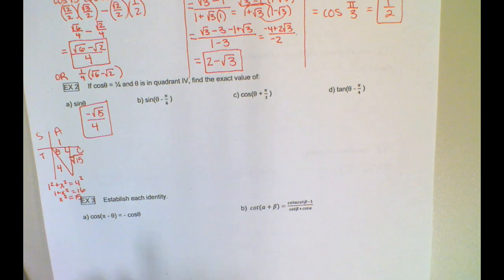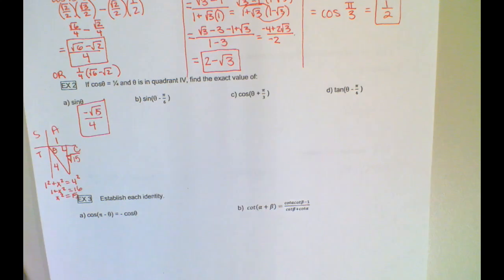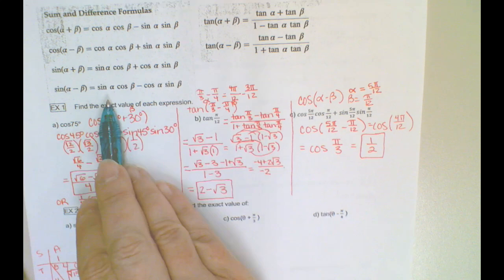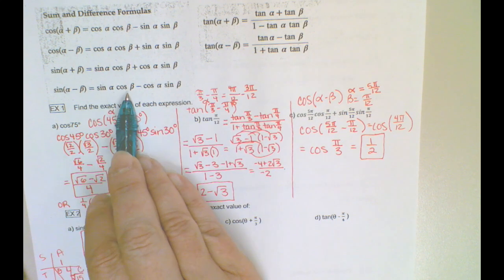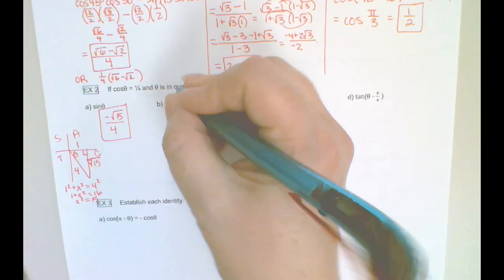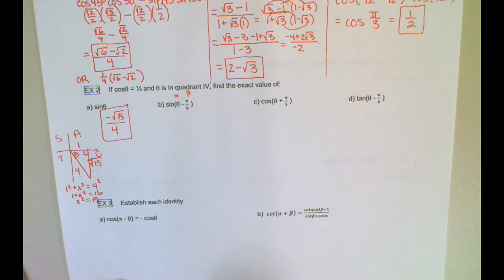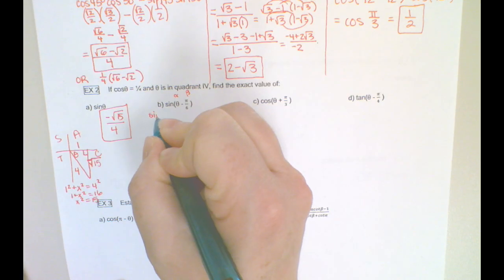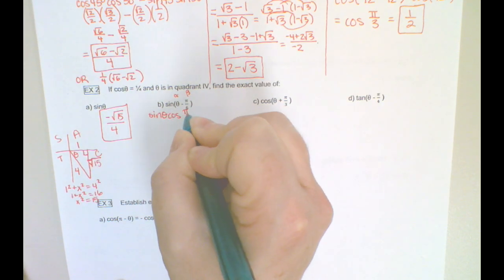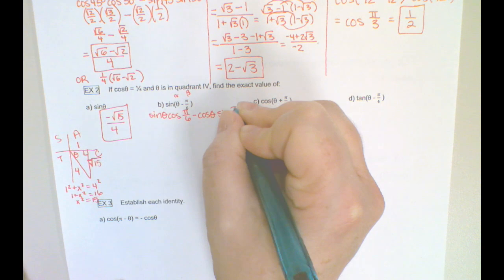Now, in B, I obviously am going to have to use one of my new identities because I've got a difference here, and I know that I'm going to have to use my theta, and I'm going to have to use the formula for sine difference, which is right here. So sine alpha cosine beta minus cosine alpha sine beta is what I'm going to use. Again, of course, the theta becomes my alpha. The pi over 6 becomes my beta. So this is going to be sine theta cosine pi over 6 minus cosine theta sine pi over 6.